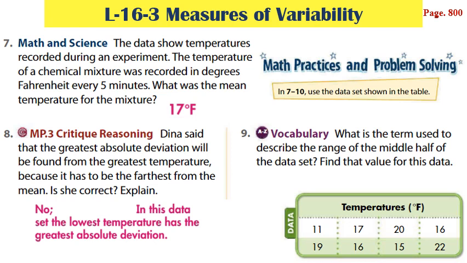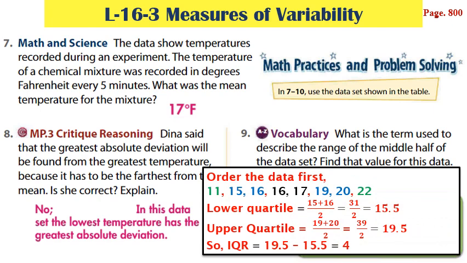Now, tell me the answer for number 9. What is the term used to describe the range of the middle half of the data set? Find that value for this data. Excellent. IQR, and IQR equals 4 degrees Fahrenheit. How? Order the data first. 11, 15, 16, 16, 17, 19, 20 and 22. Lower quartile equals 15 plus 16 divided by 2 equals 31 over 2 equals 15.5. Upper quartile equals 19 plus 20 divided by 2 equals 39 over 2 equals 19.5. So, IQR equals 19.5 minus 15.5 equals 4. Good job.